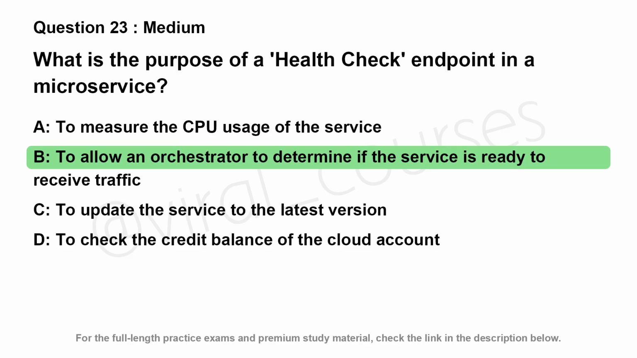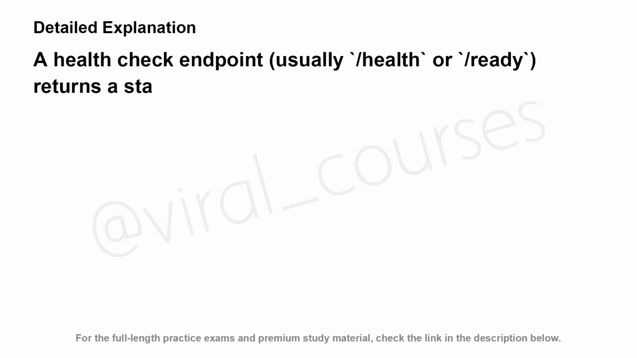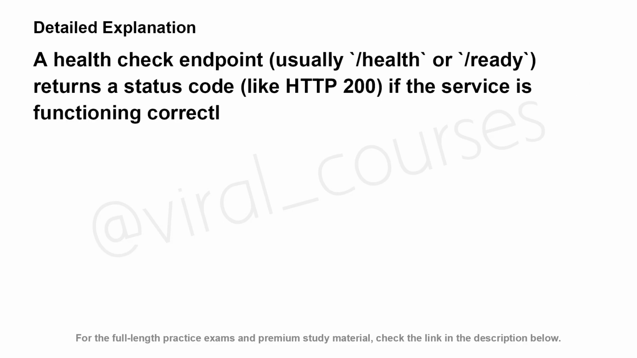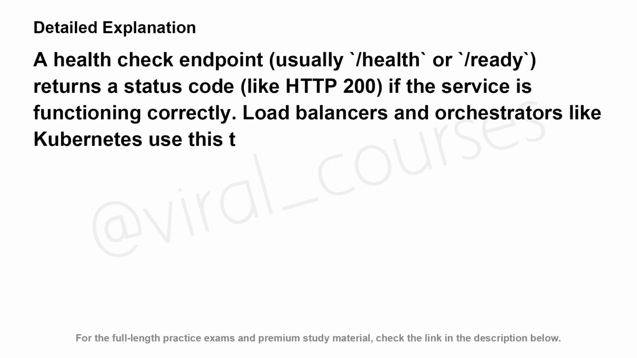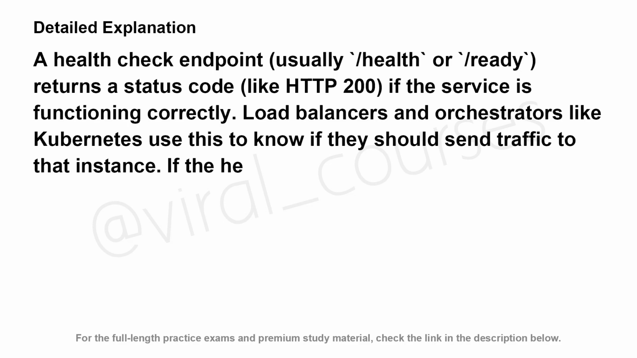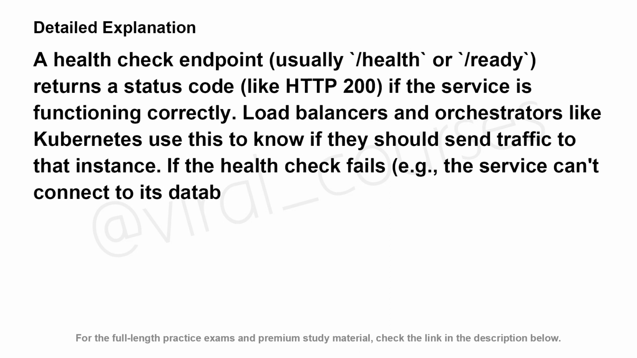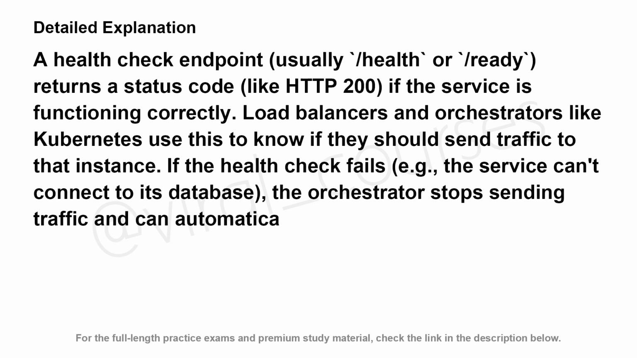The correct answer is B. A health check endpoint, usually /health or /ready, returns a status code, like HTTP 200, if the service is functioning correctly. Load balancers and orchestrators like Kubernetes use this to know if they should send traffic to that instance. If the health check fails, e.g., the service can't connect to its database, the orchestrator stops sending traffic and can automatically restart the instance.